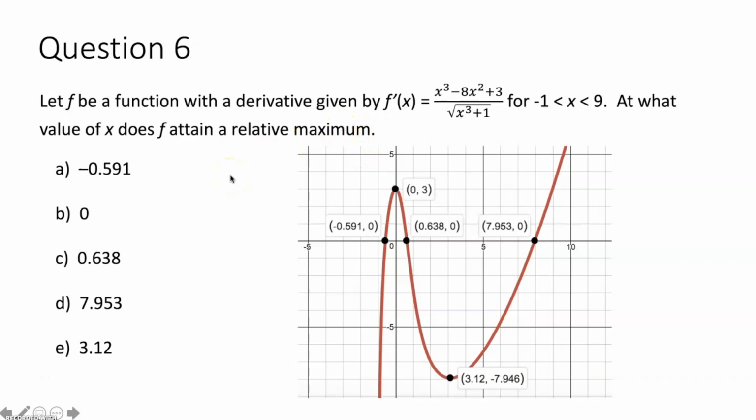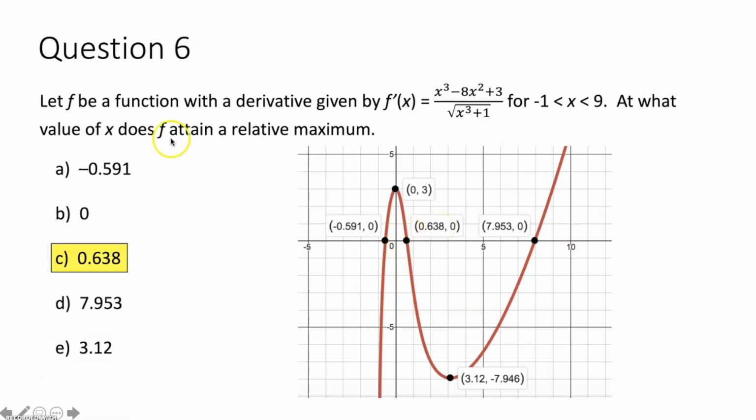The first derivative test says your original function f will have a relative maximum anywhere where it goes from increasing to decreasing, meaning anywhere where the slopes of the tangent lines to the curve go from positive to negative. And remember, in the graph of the derivative, the y values correspond to the slopes of the tangent lines to your original function. So we're looking for anywhere on the graph of f prime where the y values go from positive to negative. And where does that happen? That only happens at x is equal to 0.638.